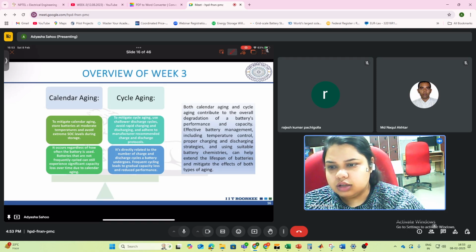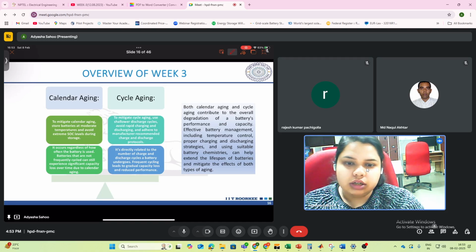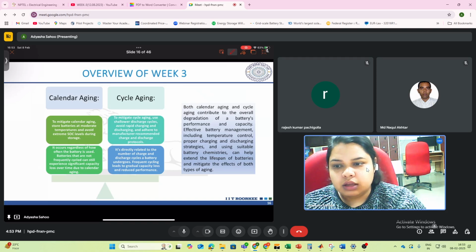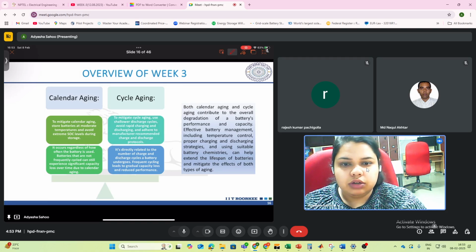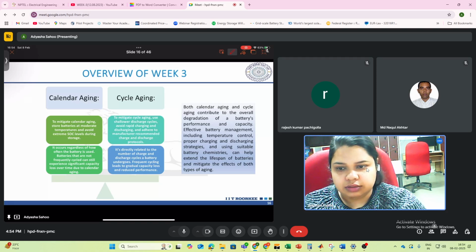Then, to reduce the cycle aging, we need to monitor the number of charging and discharging cycles the battery is undergoing in a day. You need to monitor that and not very frequently charge or discharge these batteries, to overall mitigate the cycle aging. And we also need to stick to the protocols provided by the manufacturer. We should maintain the charging rates, the discharging rates, the number of charging cycles, the number of discharging cycles, the temperature, and everything else. Whatever is in the manual of the manufacturer, we should stick to that to avoid the cycle aging.